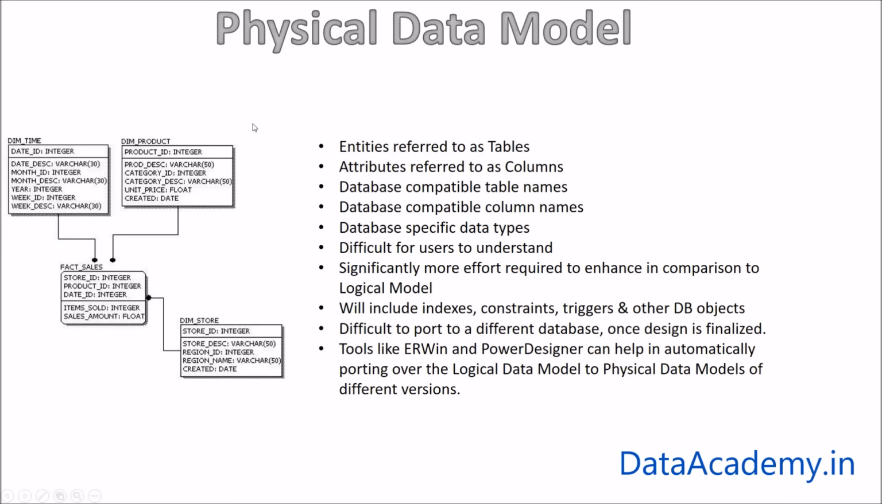And when it comes to a physical data model, it will also include other objects that are not immediately visible on this diagram, such as indexes, constraints, triggers, and other database objects such as stored procedures and functions, right? So these are the objects that are very much required in order to implement a physical data model.